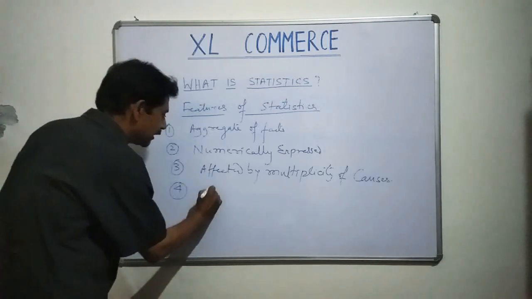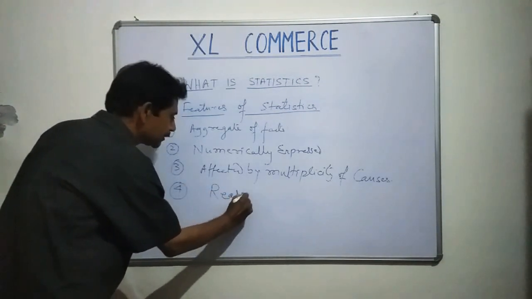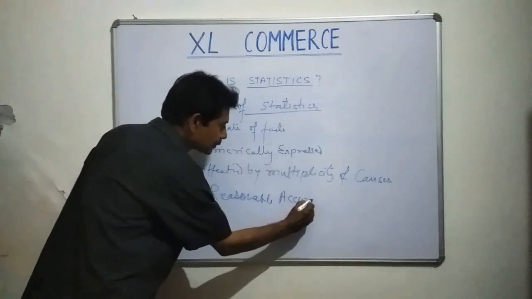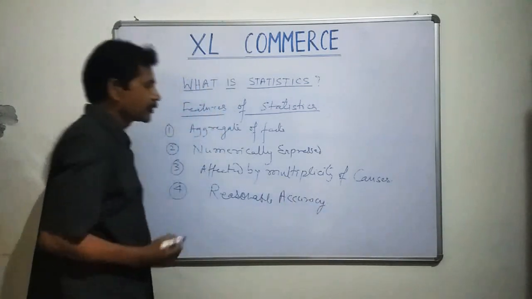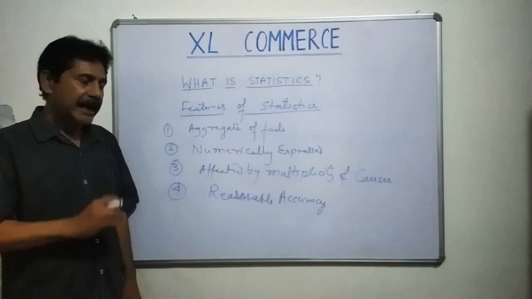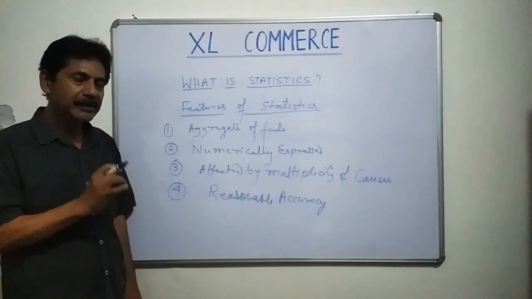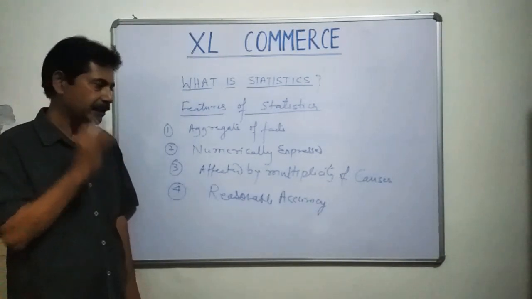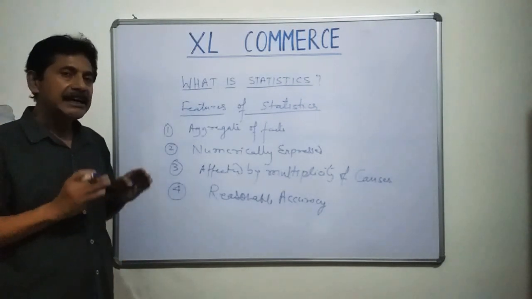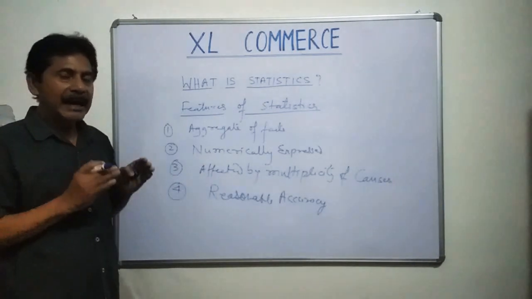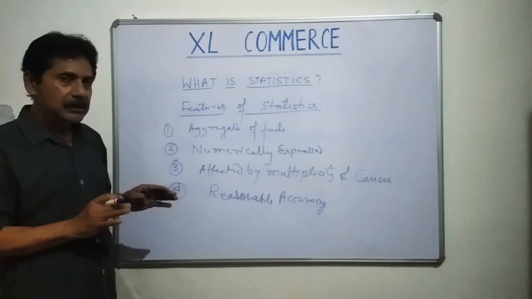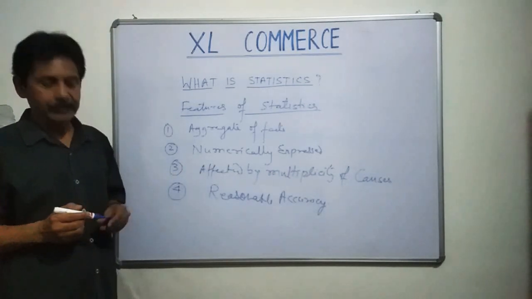Number 4 is reasonable accuracy. Unlike mathematics or physics, where accuracy is maintained, means accurate value is taken, in case of statistics, if it is reasonable accuracy, accuracy up to some extent, then there is no problem. That is the meaning of reasonable accuracy.